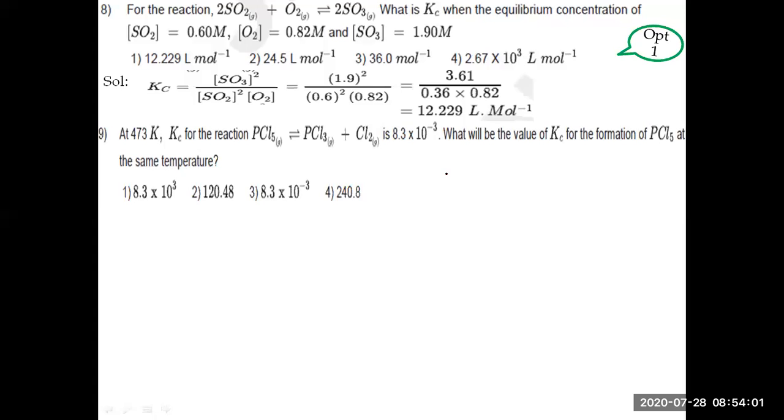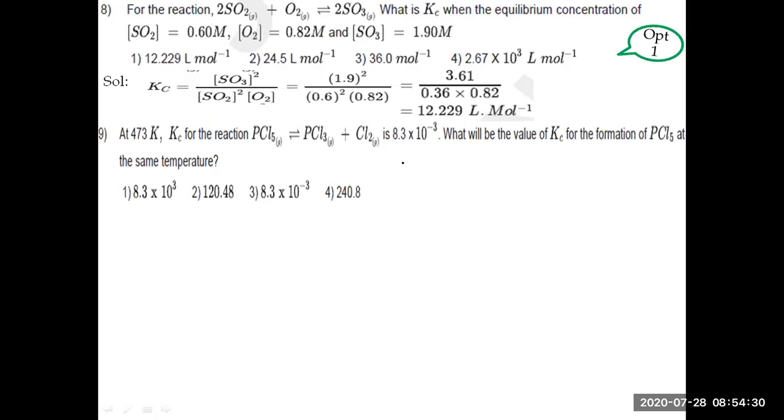9. At 473 Kelvin, Kc for the reaction is 8.3 into 10 raised to minus 3. What will be the value of Kc for the formation of PCl5 at the same temperature? Option 2. It will be reciprocal of that, sir. Very good.